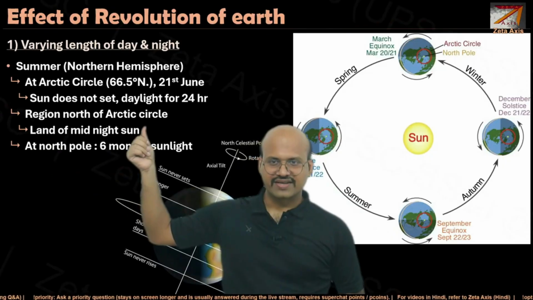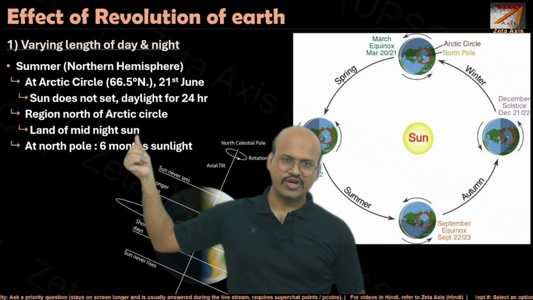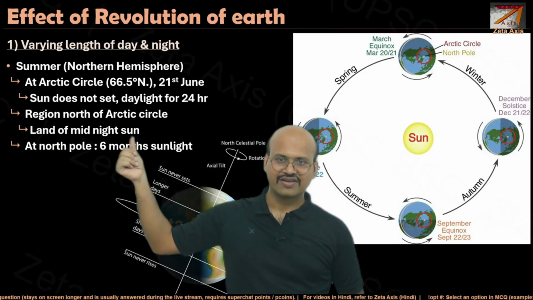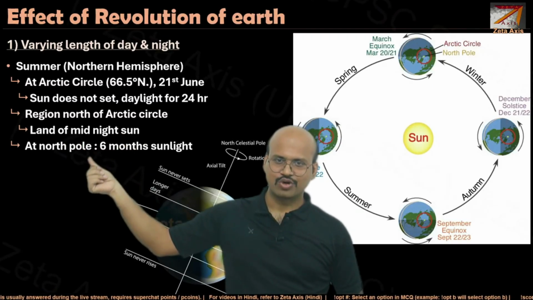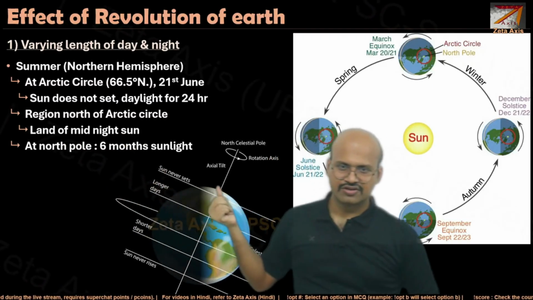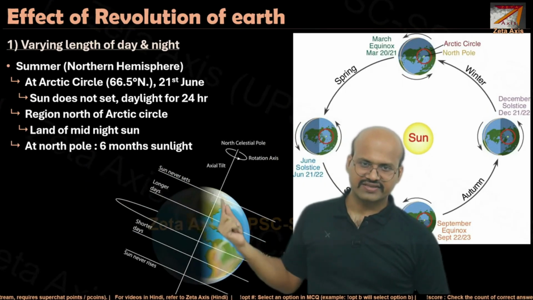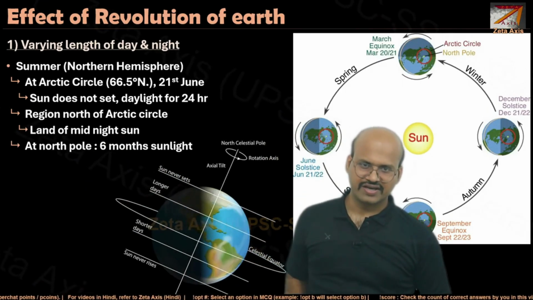The region north of the Arctic Circle is called the land of the midnight sun because of 24 hours of sunlight. Here you can see the sun at midnight, therefore it is called the land of the midnight sun. At the pole we have 6 months of sunlight. So here you can see the sun never sets beyond this for at least 1 day in a year.